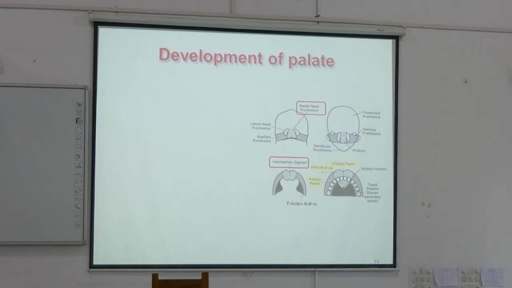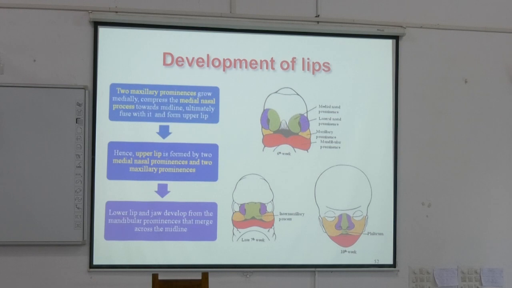There is a fusion defect where the intermaxillary segment fails to fuse with the maxillary prominence on the right or the left side, leading to this kind of defect. So these are the things you have to narrate and describe with a schematic or any kind of pictures given. So this is about cleft lip. So far, any doubts or queries?